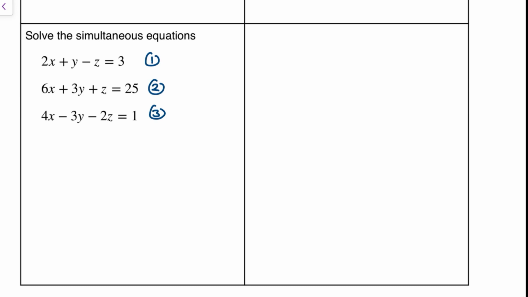So let's just, we don't even need to rewrite it, do we? So let's just start off by doing equation 1 plus equation 2. And that's going to be 8x plus 4y minus z plus z goes away is equal to 28. Now I can simplify that by dividing by 4, but I'm not going to do that yet because I'm not sure what's going to come out of the next set. So let's leave a little space here.